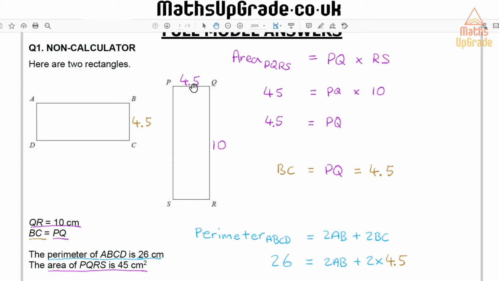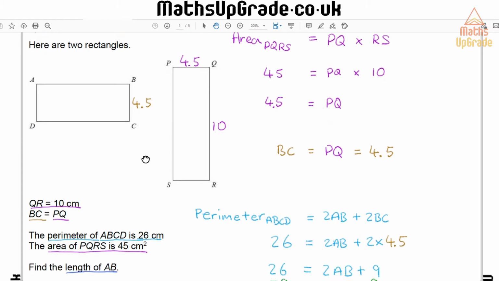In other words, 4.5 times 10 gives us 45. So we know that this must be 4.5. Now the question tells us that BC equals PQ. So the width of this rectangle is equal to the length that I've just found out. So this must also be 4.5. So I've labelled that on this rectangle here.